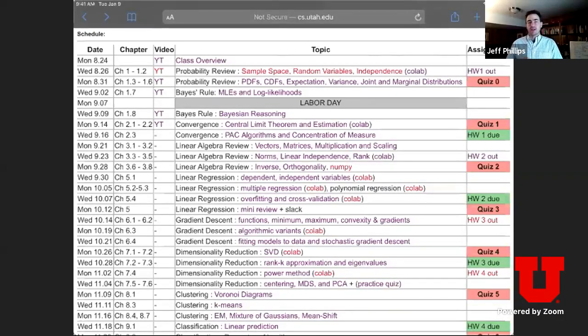Options are I could scale it back. We won't be able to ask as interesting questions, or I can give you more time on the quiz if there's strong preference one way or another.